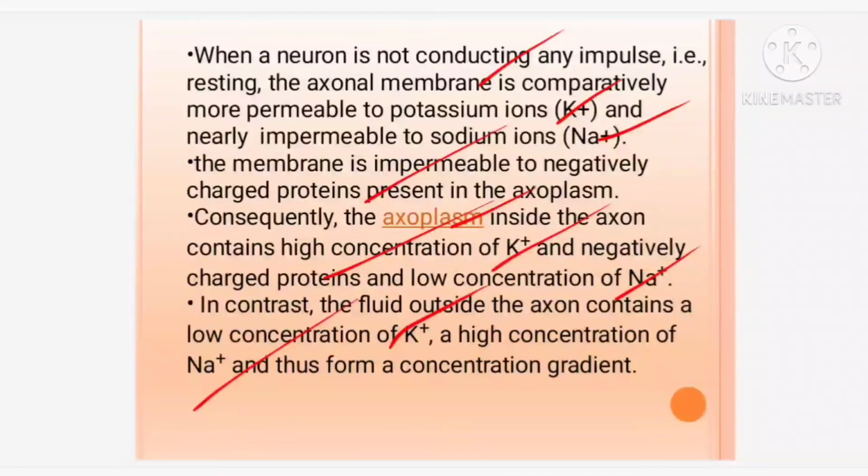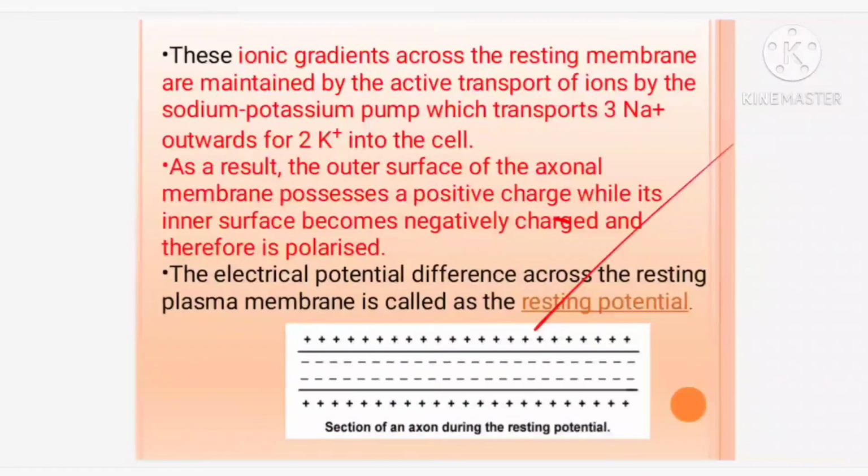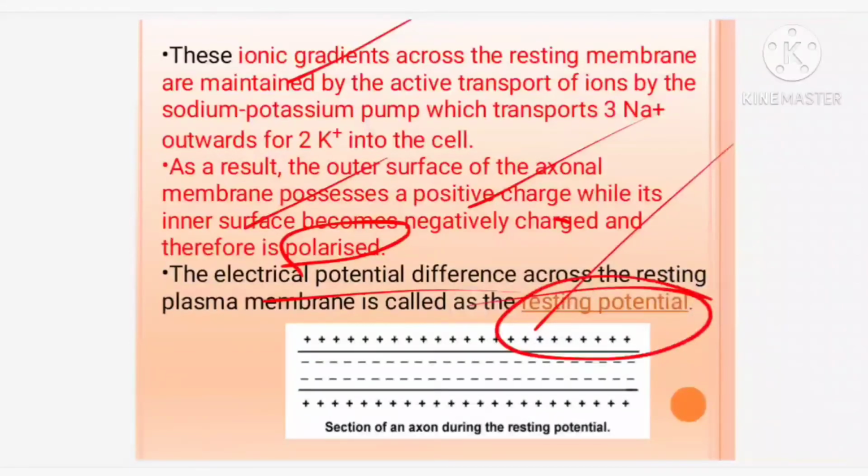A concentration gradient. This ionic gradient across the resting membrane is maintained by active transport of ions by the sodium pump and potassium pump. They are transporting 3 sodium ions outwards and only 2 potassium ions into the cell. As a result, what is happening? The outside becomes positively charged while the inner surface becomes negatively charged. This state we call the polarized state. The electric potential difference across the resting membrane is called the resting potential.